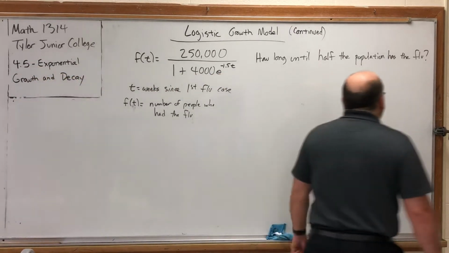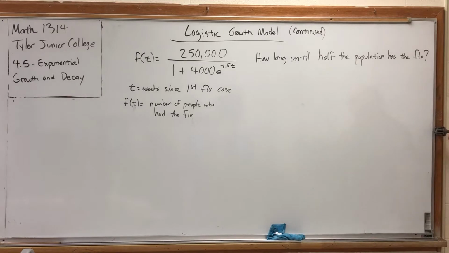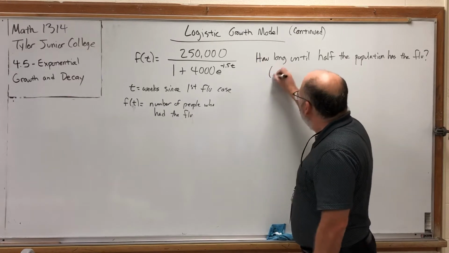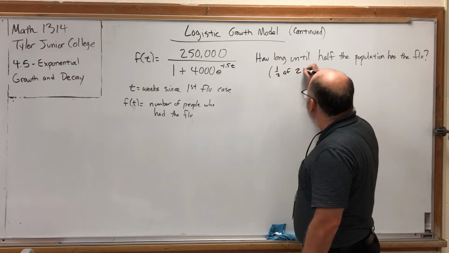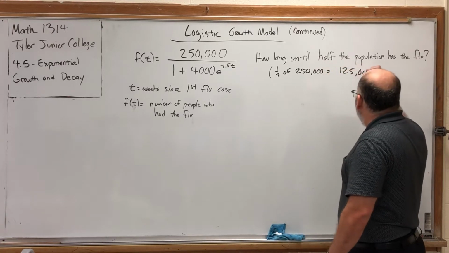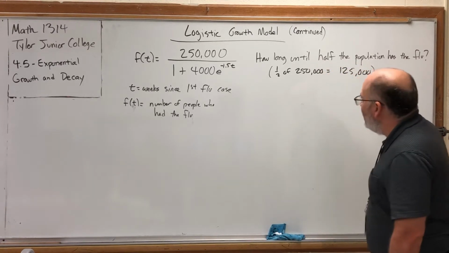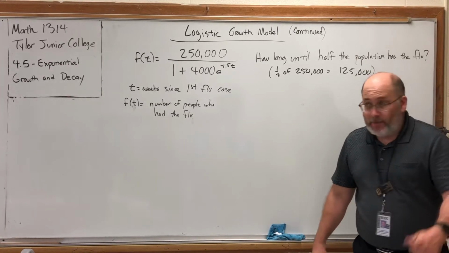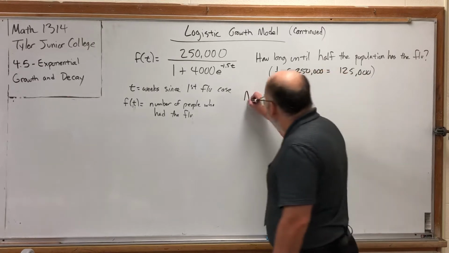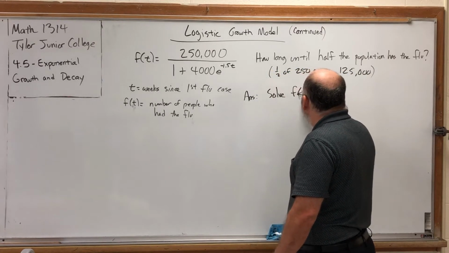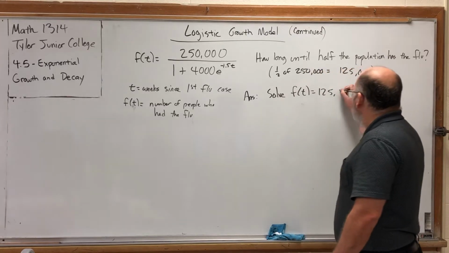So how long until half the population has the flu? Well, first you're going to have to know how much half the population is. Since the limiting population is 250,000, half of 250,000 is 125,000. And since we're answering the question how long, we're solving for t, which is measuring time. So we need to solve f of t is equal to 125,000.